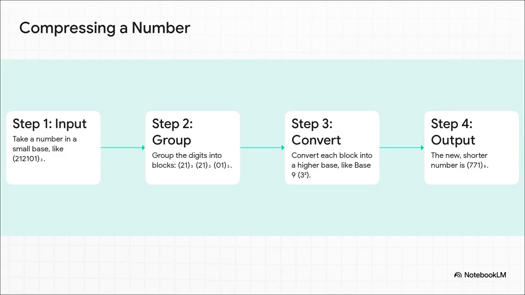You take a number in a small base, like this long one here in base 3. Then you group its digits into little blocks. Now the key is to pick a higher base that's a power of your current base. So, since base 9 is just 3 squared, we can group our digits into blocks of 2. Then you convert each of those little blocks to its base 9 value, and you end up with a much shorter number that represents the exact same value.